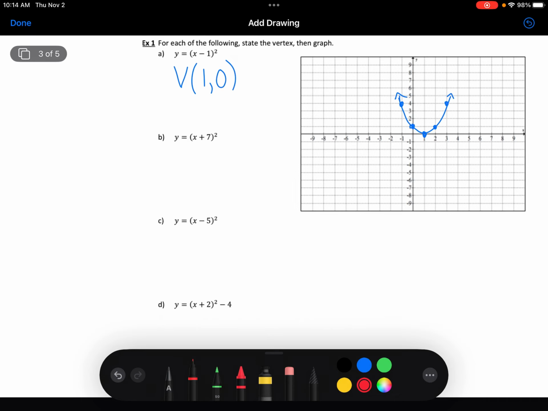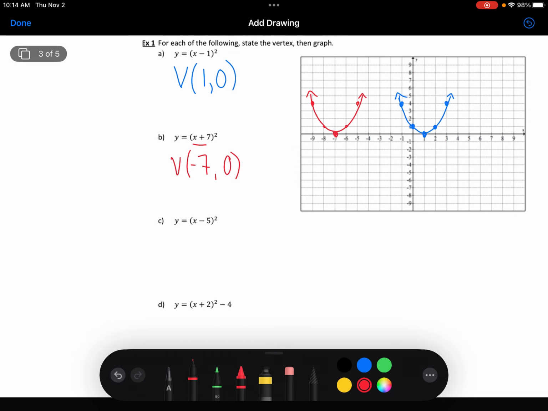All right, let's look at this next one. We've got +7. Well, that means I've moved to the -7. So my vertex is going to be -7 and 0. I've moved over here. I go over 1, up 1, over 1, up 3, over 1, up 1, over 1, up 3, and connect the dots.